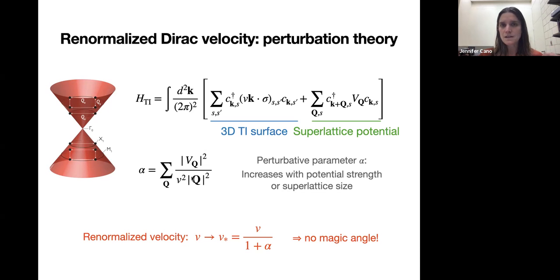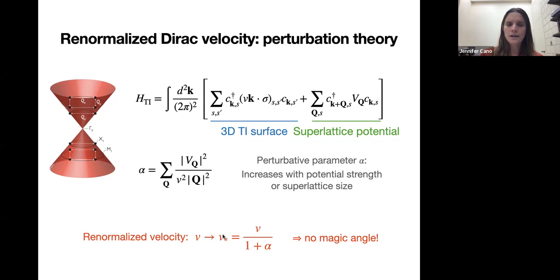So we can understand this by comparison to twisted bilayer graphene. If we increase the strength of the superlattice potential, which in TBG would be like applying pressure and pushing layers of graphene closer together, then we increase this parameter alpha, which means we decrease the surface Dirac cone velocity. So that's like pushing you closer to the magic angle in twisted bilayer graphene.